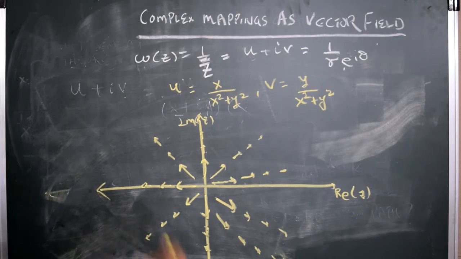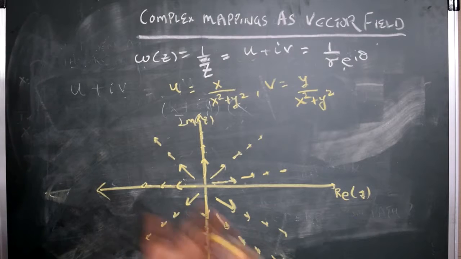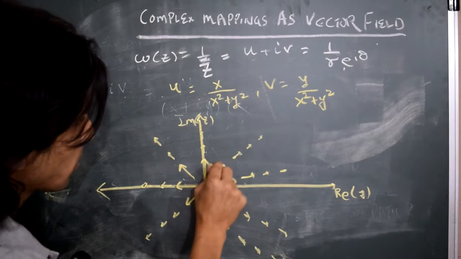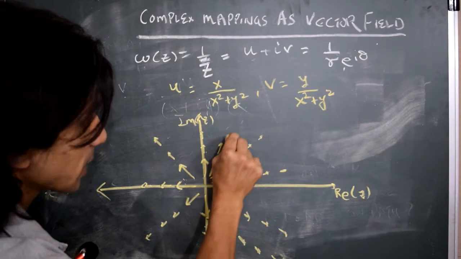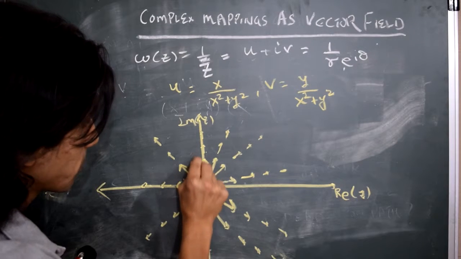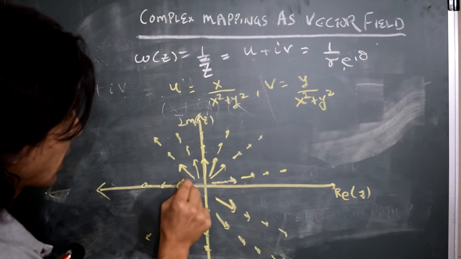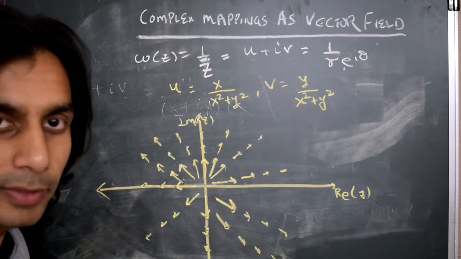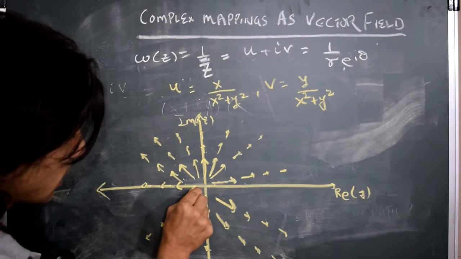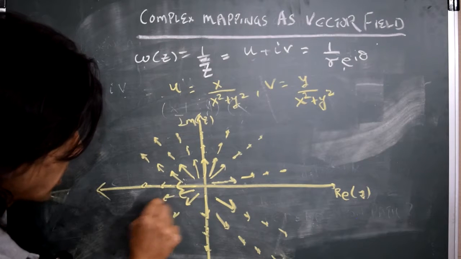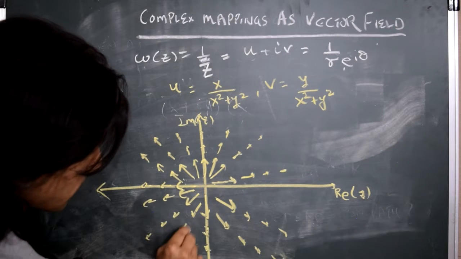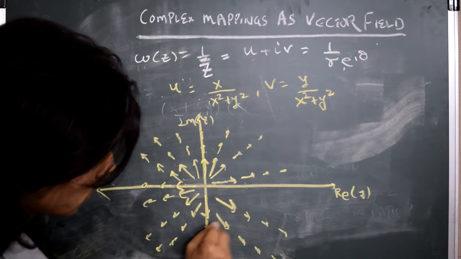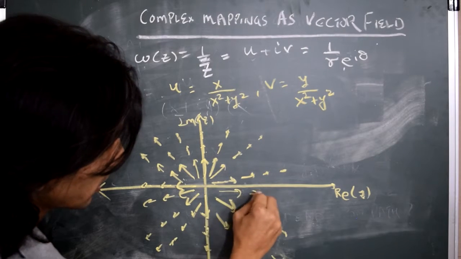Okay, so as you can see from here, this plot looks qualitatively very different from the plot for 1 over z. And plotting these on a computer will actually be very, very helpful. One software that one can use, which is openly available, is Octave. It allows for very easy plotting, so it's a good way to get hands-on experience of these kinds of vector fields.